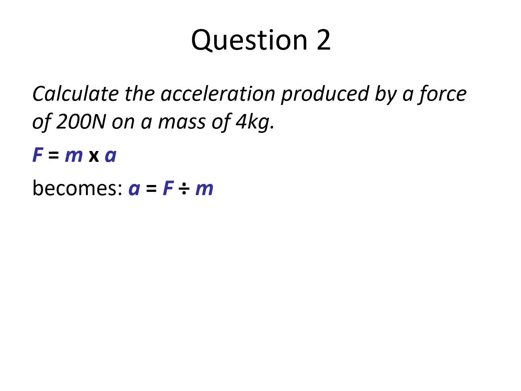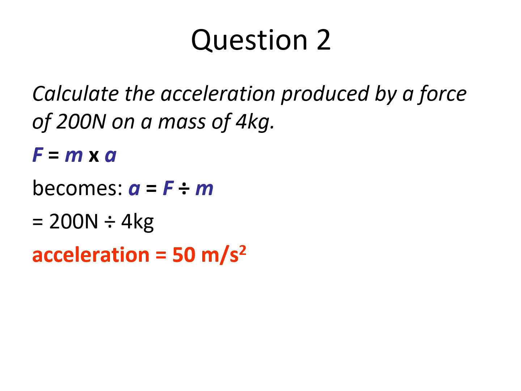So the rearrangement is if you divide by m on both sides, you get a is equal to F divided by m. And you get 200 newtons divided by 4 kilograms, which is 50 meters per second squared. Remember that squared has got nothing to do with the number, so you don't square the 50 or anything. The squared is just because there's two s's there really. Okay, so it's s squared.